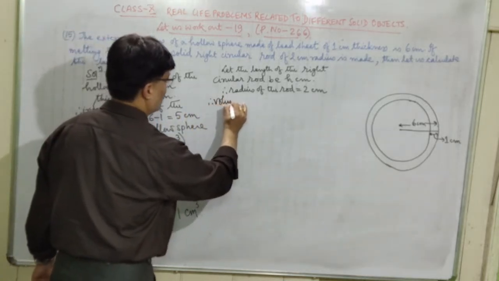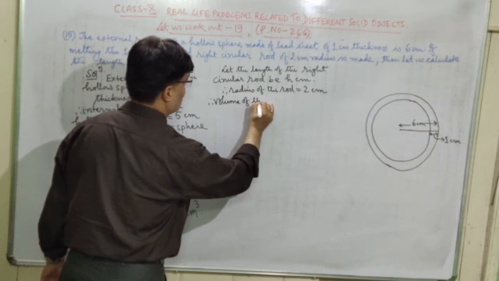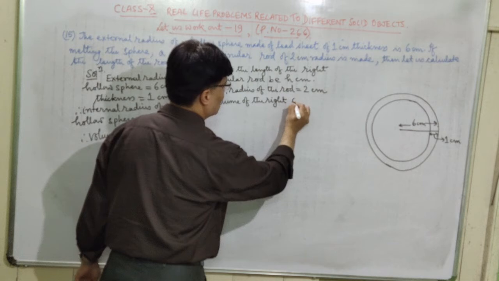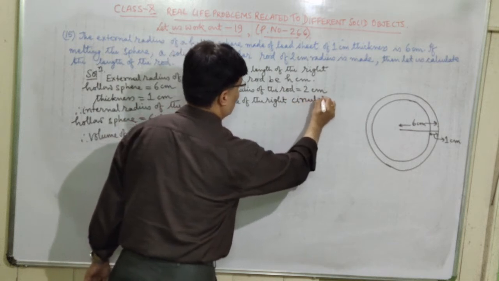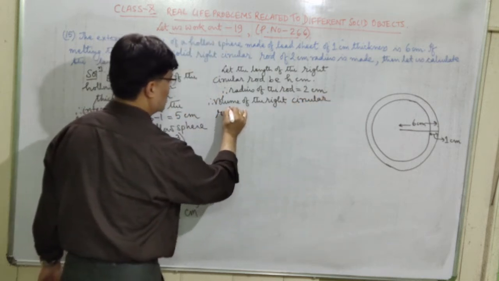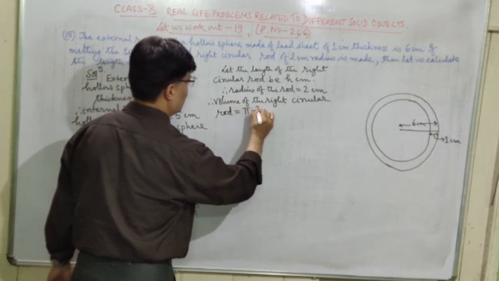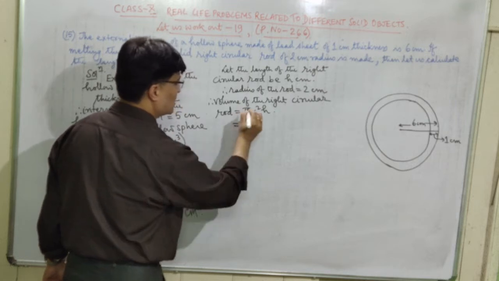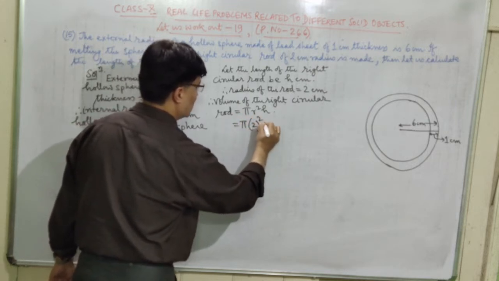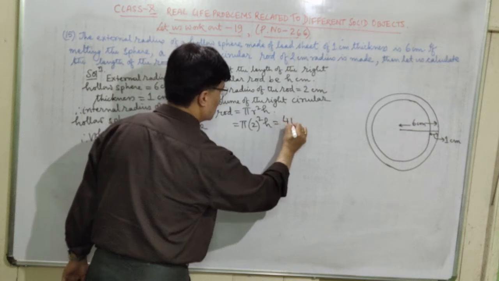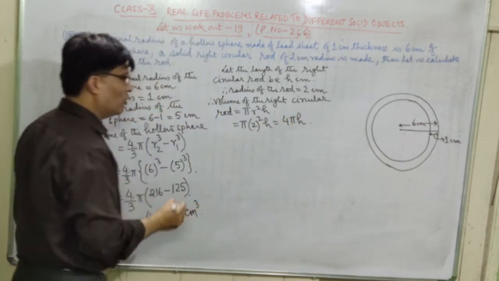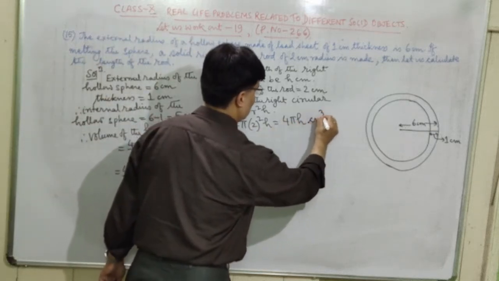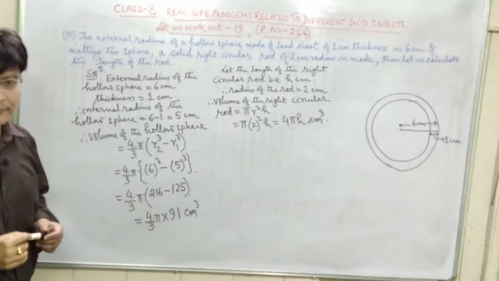Therefore, volume of the right circular rod is equal to pi r square h, which is equal to, pi remains as it is. What is r whole square? 2 whole square into h, which is equal to 2 whole square is 4, so 4 pi h. This is centimeter cube. Is that clear?